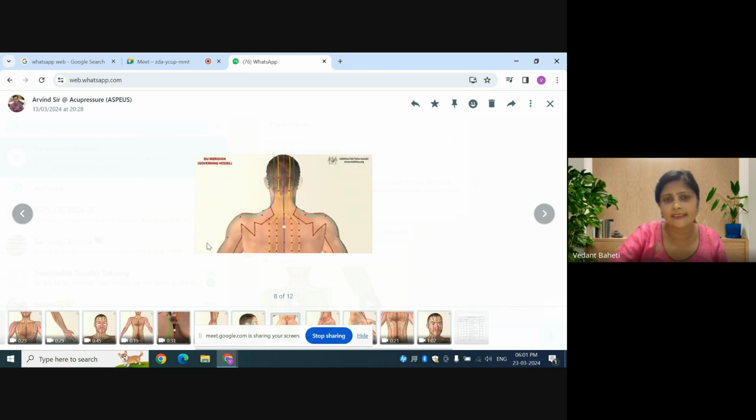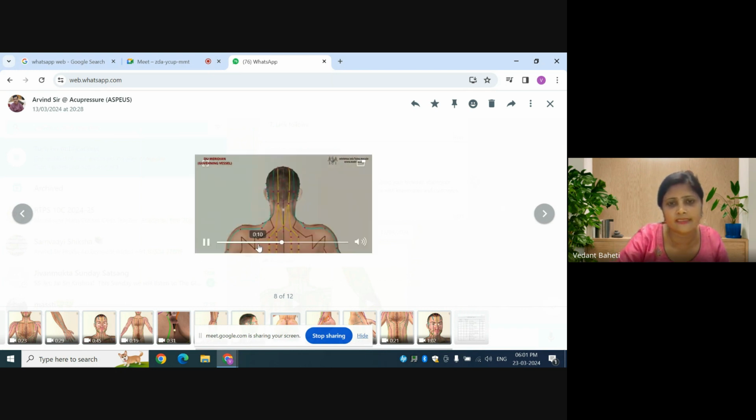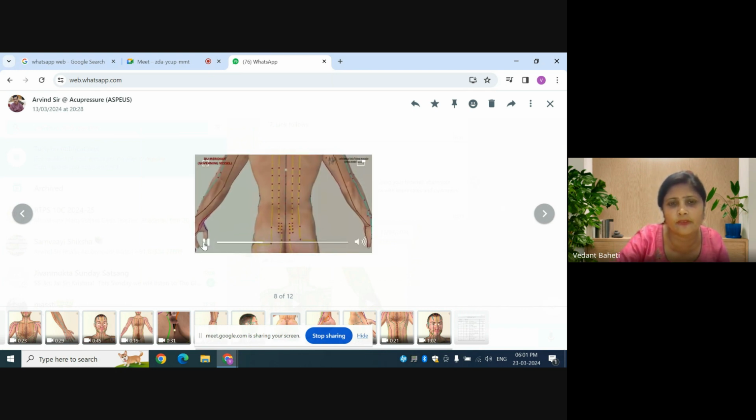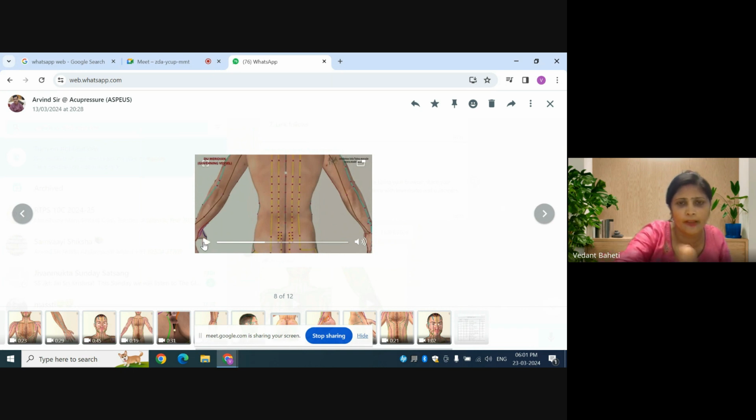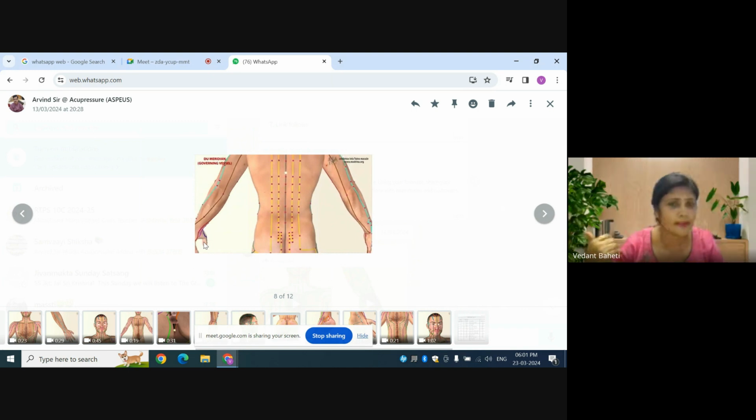And I'll just show you one more thing, that these two yellow lines are going parallel to this GV meridian. This is the gallbladder meridian.